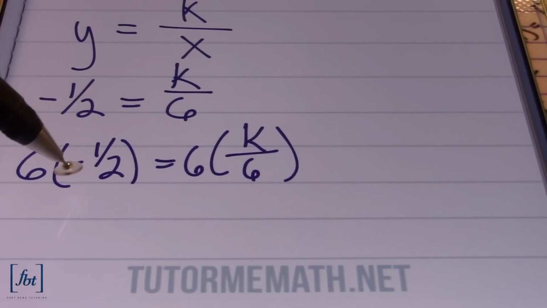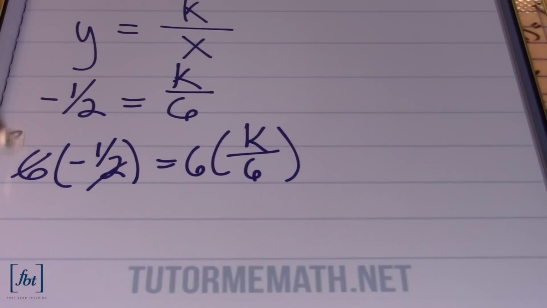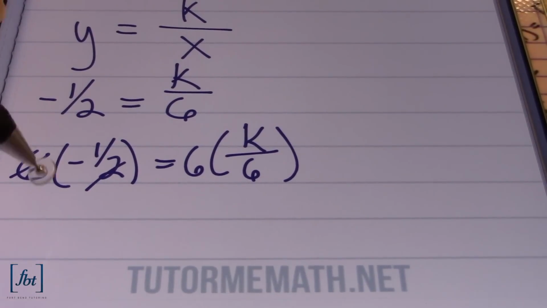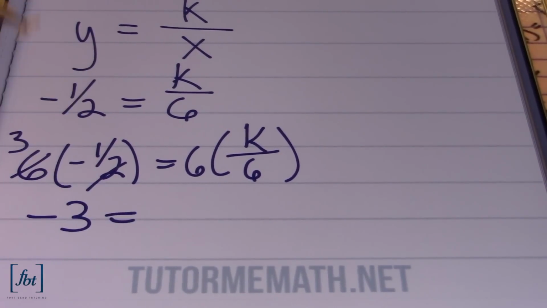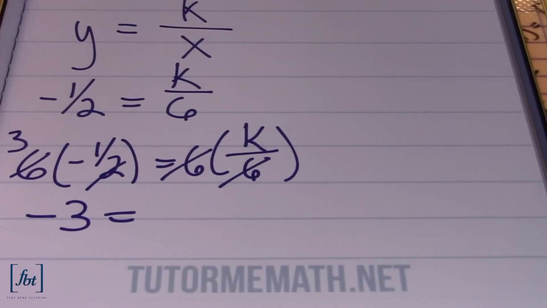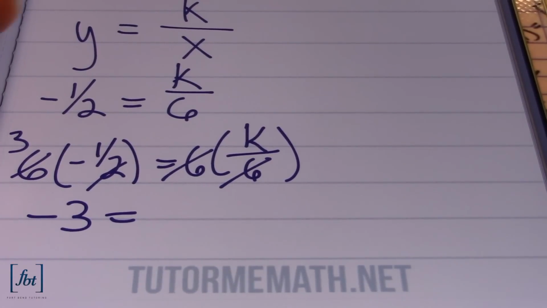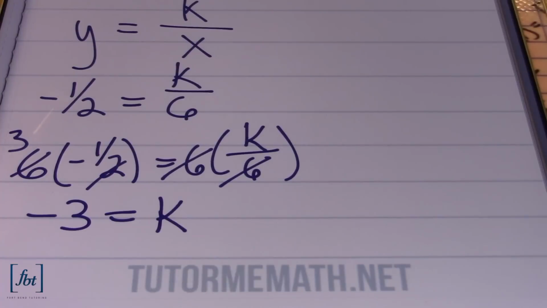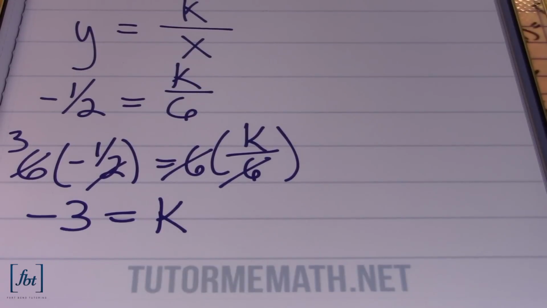Simplifying this, I know that 2 will go into 6 3 times, and then 3 times negative 1 gives me negative 3. On the right side, our 6's, you already knew it, they'll cancel out. So you'll go ahead and bring down your variable k, and negative 3. Negative 3, that is our constant of variation. That is the answer to part A.